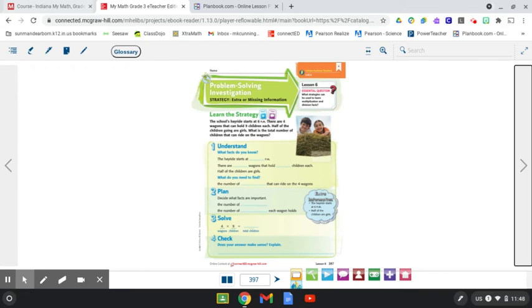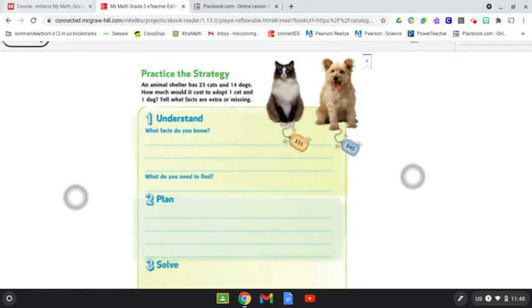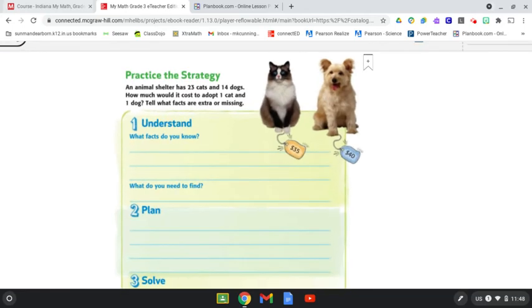So if you're with me now, you need to be on pages 397 and 399. You need to have those torn out. And we're going to be talking about problem solving, but I'm not going to mess with this first page. We're just going to go ahead and skip to the next page on 398. So it says an animal shelter has 23 cats and 14 dogs. How much would it cost to adopt one cat and one dog? Tell what facts are missing.